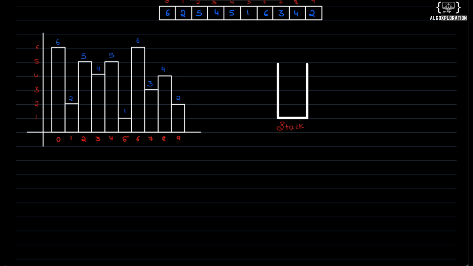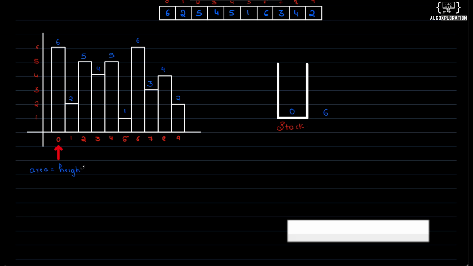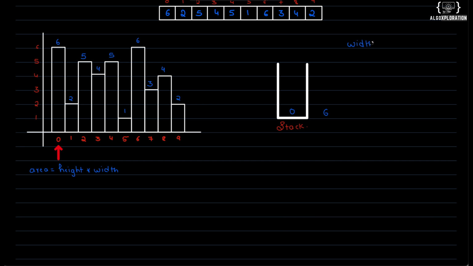Now let's start. Right now I'm standing at index 0, in which the element is 6, and the stack is empty. Since I need to find the width, I will be storing the index rather than the value. So 0, and over here for our purpose I am having 6. Let me give you the area as well. Area is equal to height into width, and the formula for width is p2 minus p1 minus 1.